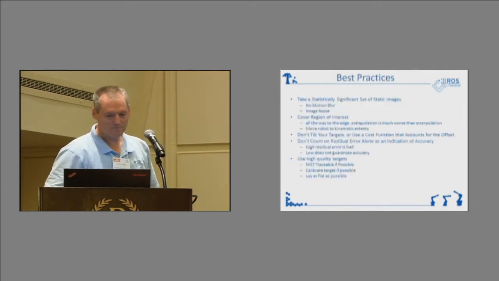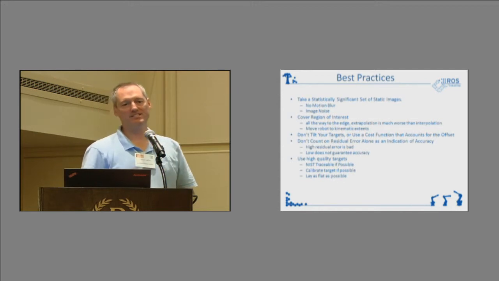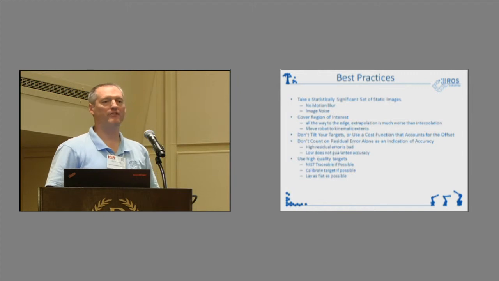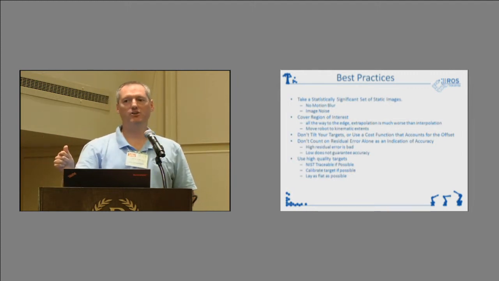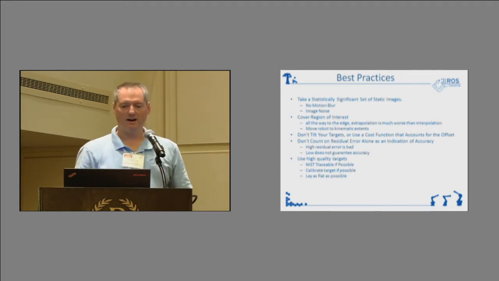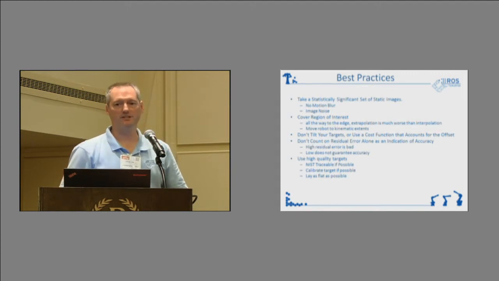Okay. So what are the best practices for creating these calibration scripts? First of all, you need to take a statistically significant set of static images. Don't move your target around. Put your camera and your target on a tripod. Take one picture or 30 pictures. Move it to another spot so you don't have motion blur, and that you're also taking enough images that you account for the image noise.